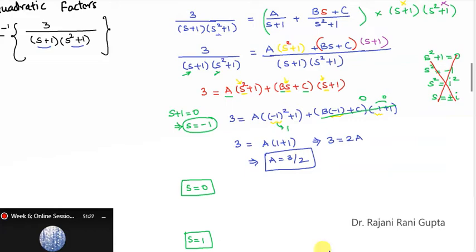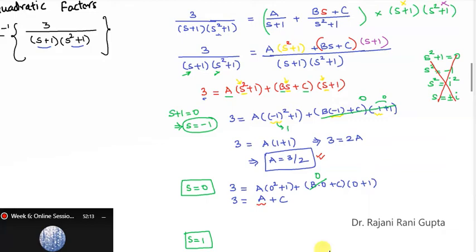Okay, so let's see what will happen when you replace s by 0. The left hand side again will be 3 because it's a constant, equal A times 0 square plus 1, plus B times 0 plus C, times 0 plus 1. So here you have to see that B times 0 becomes 0. C is non-zero. So 3 equals A times 0 square plus 1, which gives you just 1, so it gives you A. 0 plus 1 gives you 1. So A plus C. Now we already have the value of A, substitute it here.